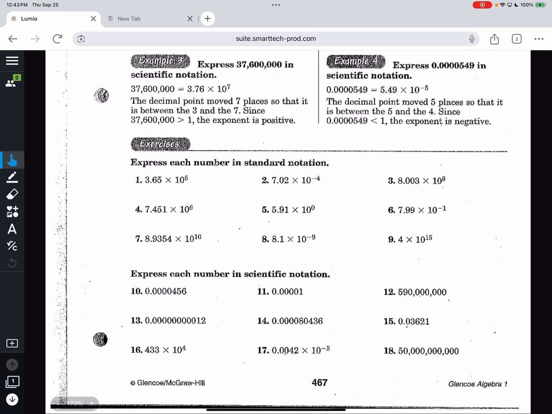So we are rewriting the first part in standard notation, which means we're getting rid of the times 10 to whatever, and just coming up with a big old number. So the exponent for number 1 is a 5. And all of the scientific notation is going to be 10 to some exponent.